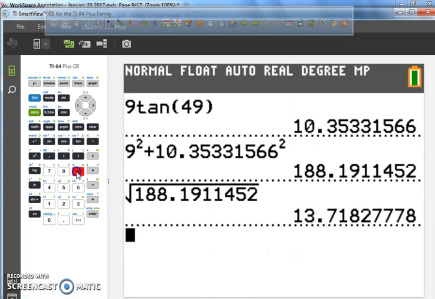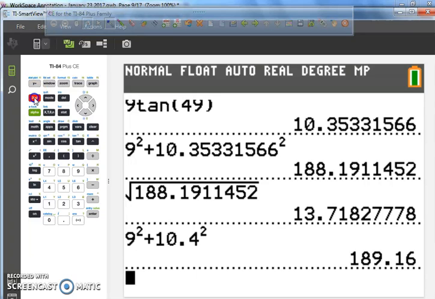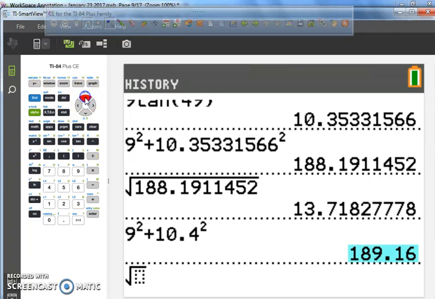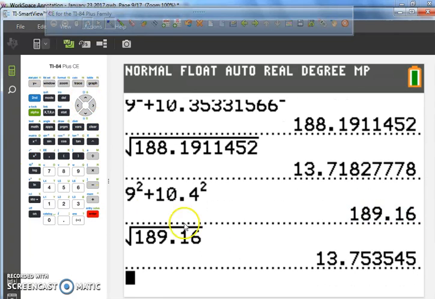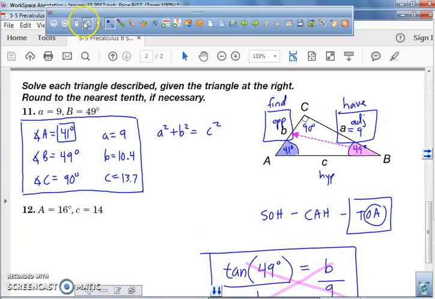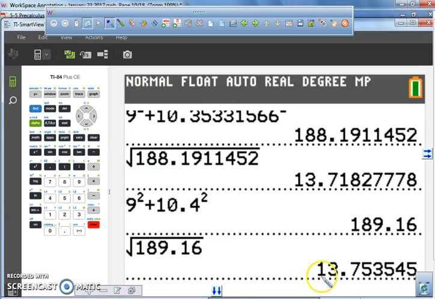Now, what if you would have used the 10.4 instead of the whole approximate value? What would have happened? If you did 9 squared plus 10.4 squared, and then took the square root of this, what would you have got? 13.75. What's going to happen if I say round that to the nearest 10? What's that going to end up becoming? 14. No. Right. 13.8.